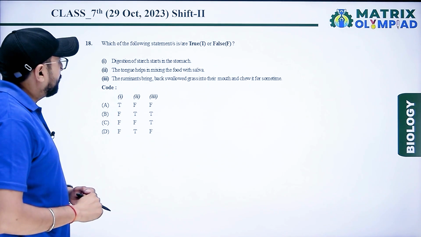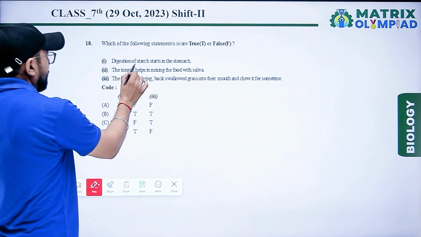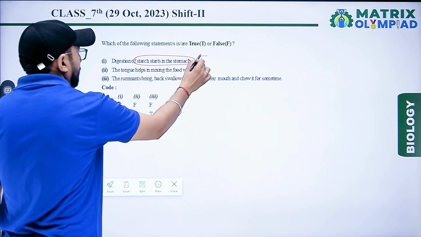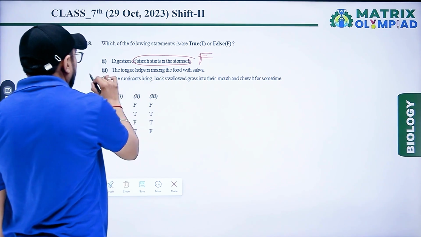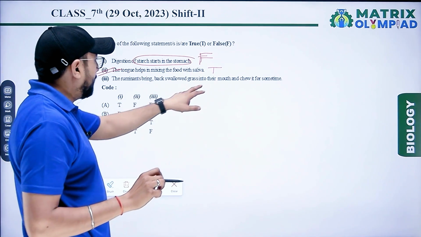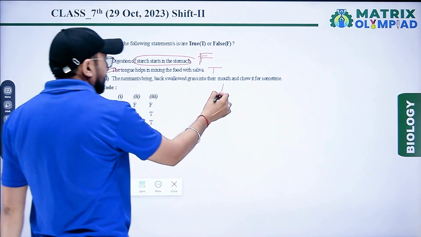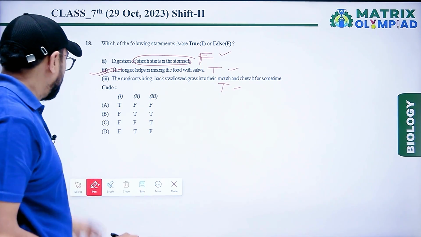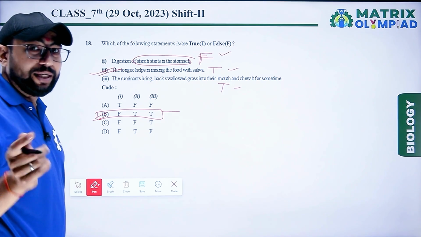18th. Which of the following statements is true or false? First, digestion of starch starts in the stomach. That is wrong statement, false. The tongue helps in mixing of food with saliva. That is right. True. Ruminants bring back swallowed grass into their mouth and chew it for some time. That is right. So, false, true, true. Option B is the right for these statements.